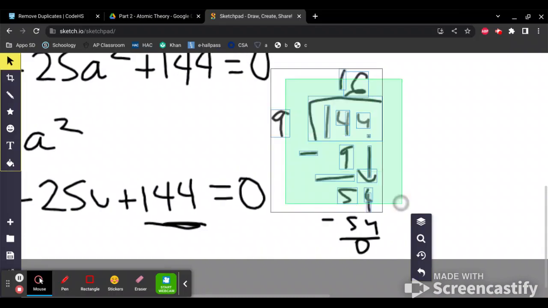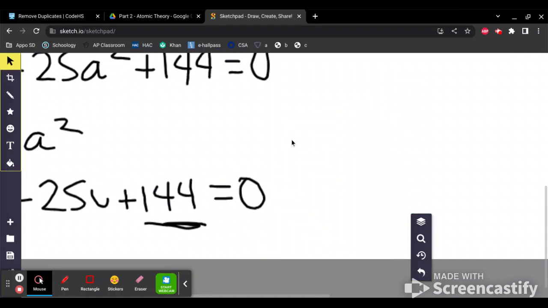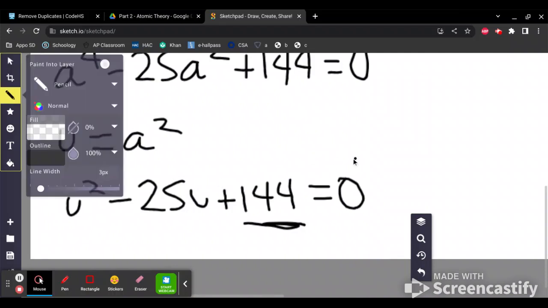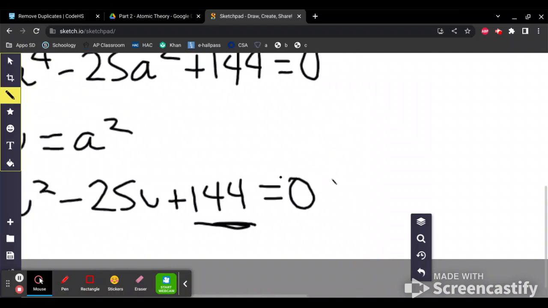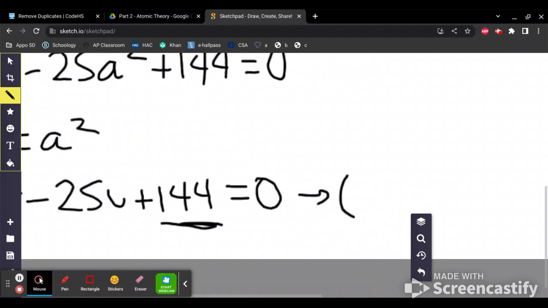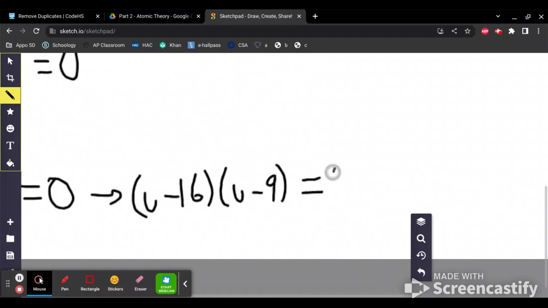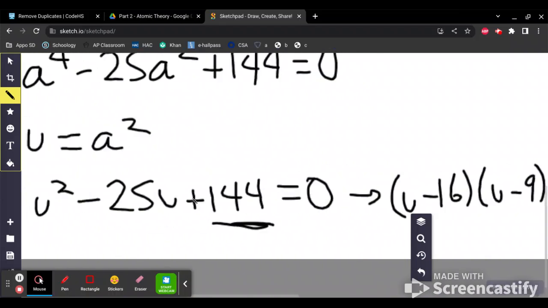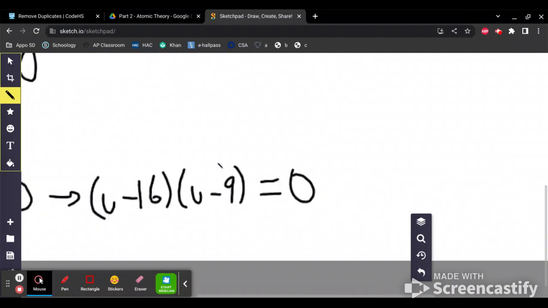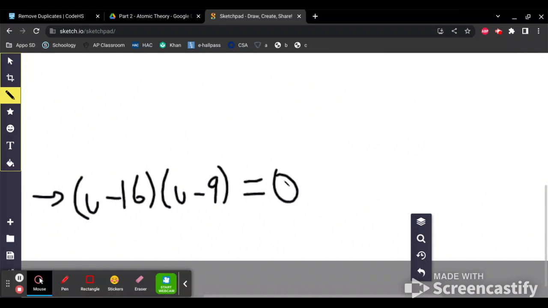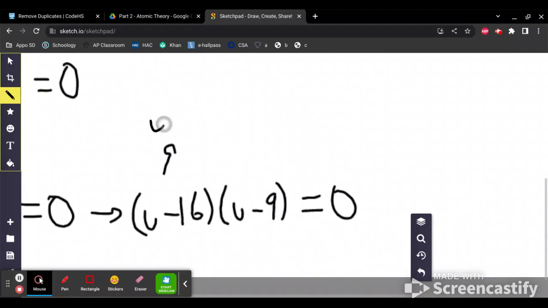Kind of an oddball, if you will, but that's how we factor it. 16 and 9, or negative 16 and negative 9, become the terms for our factored form. So u minus 16 times u minus 9 equals 0. And this is very scuffed, very difficult to do for most people. So it's kind of a wing-it problem, trial and error, find factors that you can, because it is factorable. And I would not recommend the quadratic formula. So here we get eventually u equals 16 and u equals 9.